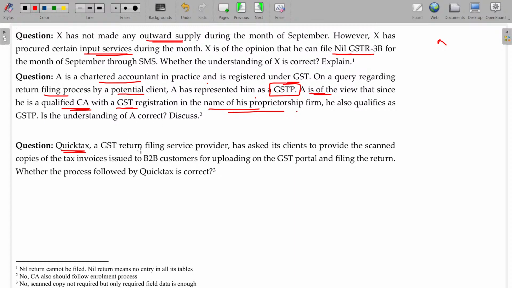Quick Tax, a GST return filing service provider, has asked its client to provide scanned copies of the tax invoices issued to B2B customers. Do you want to issue the scanned copy? No. Only the key terms are required: GST number of recipient and supplier, quantity, HS number. These fields are enough, a scanned copy is not required.